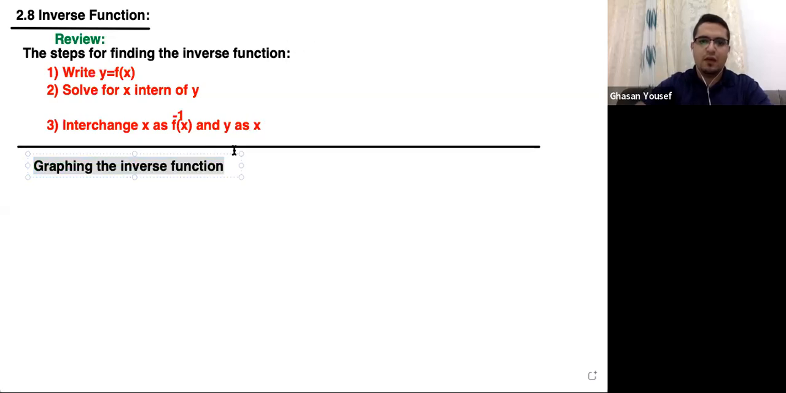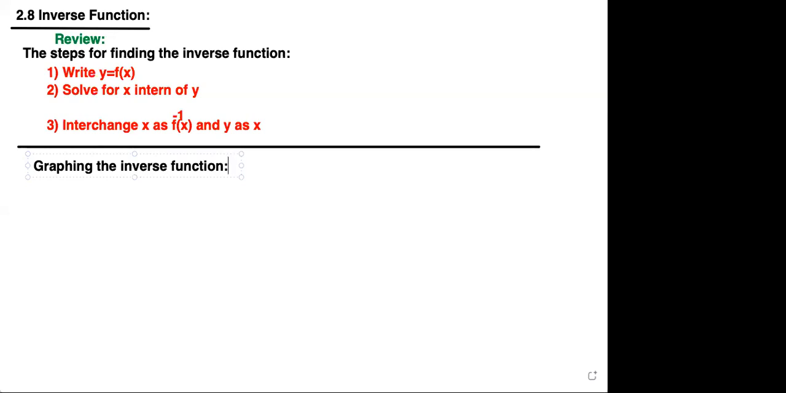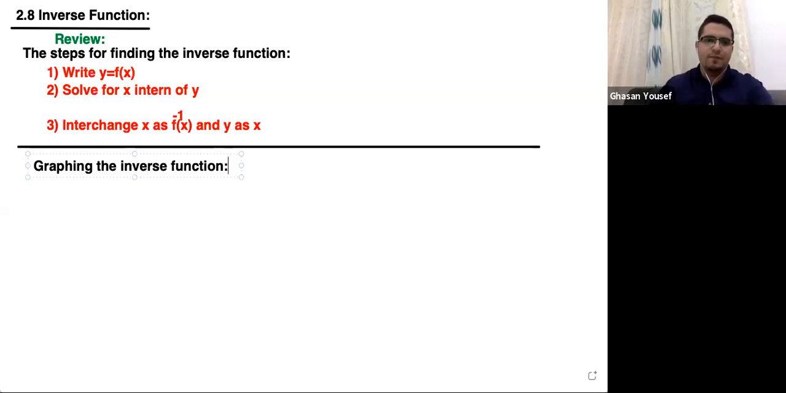So the main idea of how we can graph the inverse function is we have to graph the original function. Suppose I want to graph the function f inverse of x. So first of all, we have to graph the function f of x. Then we have to reflect it around the line y equal x. So it's easy to graph the inverse function. We just graph the original function, then reflect it around the line y equal x. Suppose I have, for example, the graph of a function as follows.